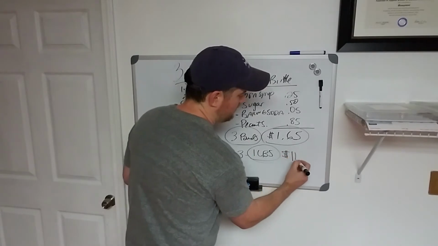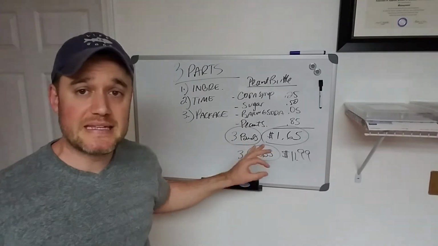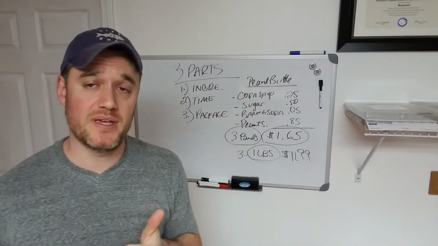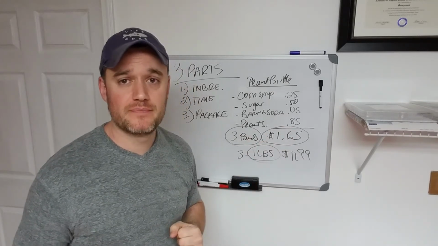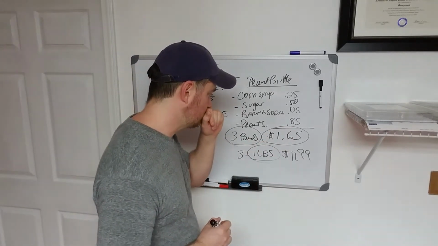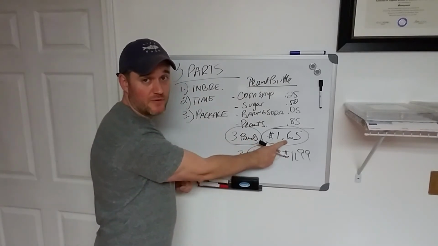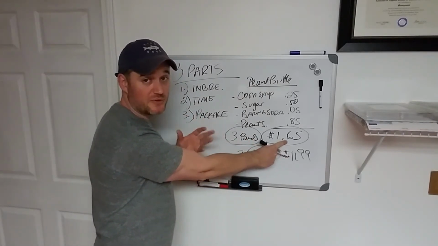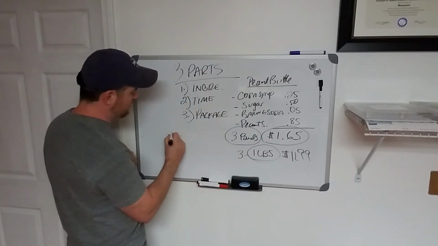Now, this is a super simple example of how to break down a recipe and then figure out how much it actually costs you to make. So, it costs $1.65 for me to make 3 pounds of this, and that's 3 separate bags. So, how much does each bag cost me?